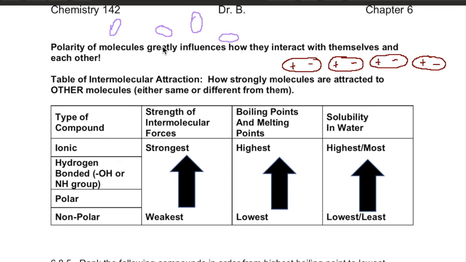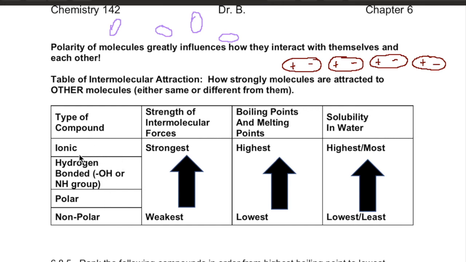The nonpolar compounds don't have a permanently positive or negative end, and so they don't stick together quite as strongly. Polar molecules have this positive and negative end that can stick to each other, so they can be attracted more strongly. An extreme case of this is hydrogen bonding, which is like superpolar. If a molecule has an OH or an NH group in it, then it can have even stronger polarity.